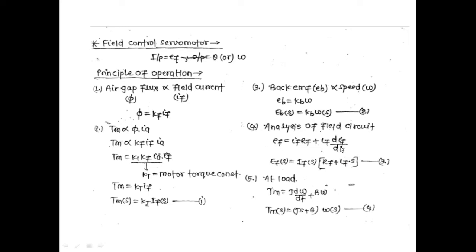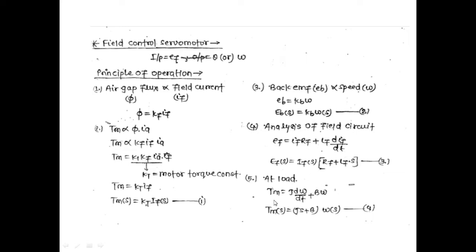Converting this equation into Laplace, EF of S is equal to IF of S RF plus S LF, because the operator d by dt, if we neglect the initial condition, in Laplace domain becomes S. So L into dIF by dt in Laplace becomes S into LF into IF. So from this equation, if I take IF of S common, it becomes RF plus S LF. So this is the equation for the field circuit.